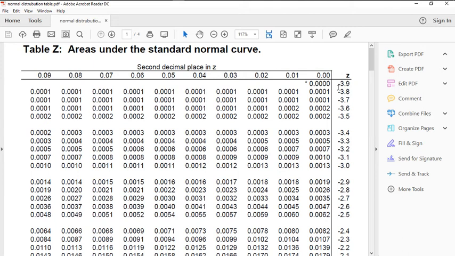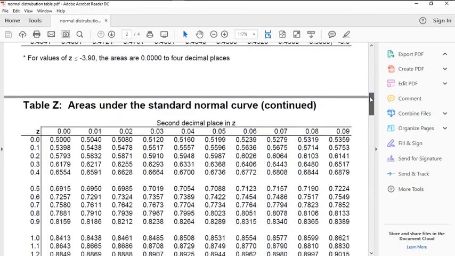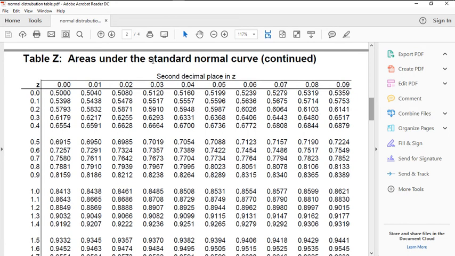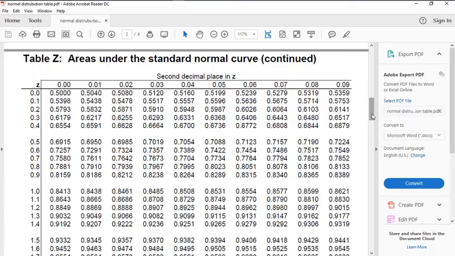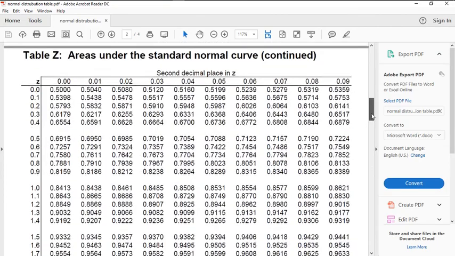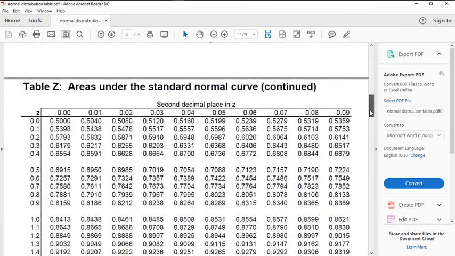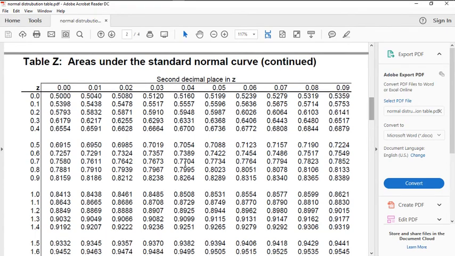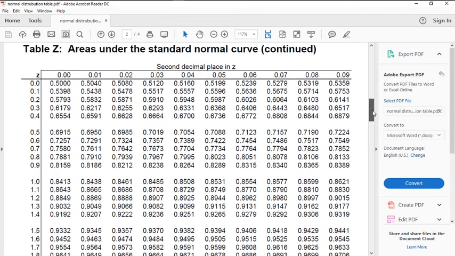Okay, our normal distribution table is going to be this one, the area under the standard normal curve. This table will be given to you at the test. So we are going to look in the Z column and in the Z row.